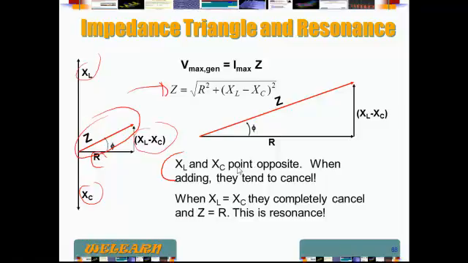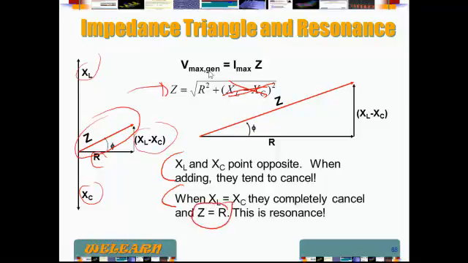Now, notice the fact that XL and XC point in opposite directions, so they are canceling each other out. In particular, there is one case when they completely cancel, when XL minus XC is 0. That's the minimum value for Z. Then it is equal to R.